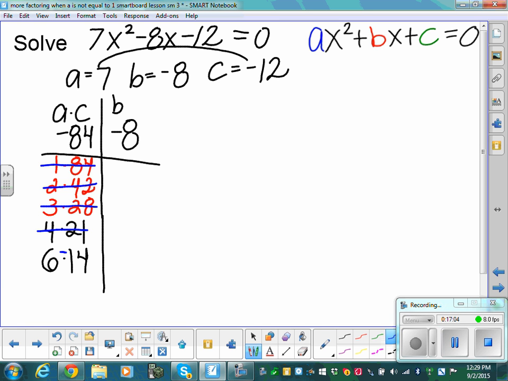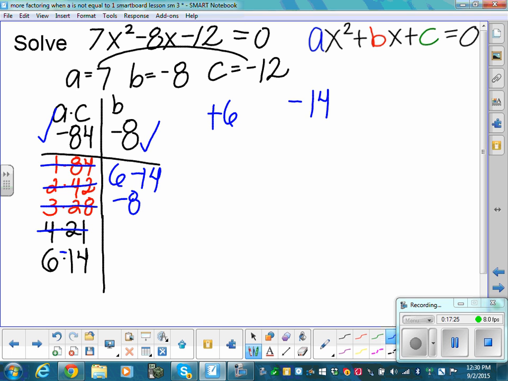Now we need to check it and make sure it works on the left as well. Does 6 times negative 14 equal negative 84? And it does, so we're good. So positive 6 plus negative 14, or 6 minus 14, is negative 8. So our factors, it works in both cases. Our factors are truly positive 6 and negative 14.